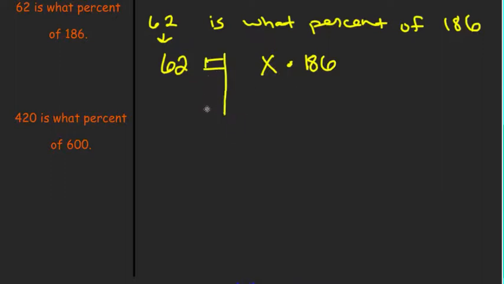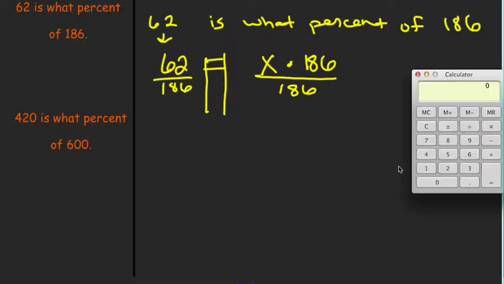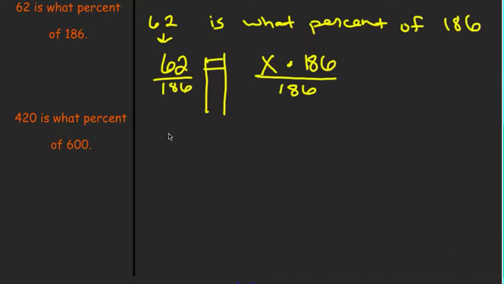Solve for x. What's bothering it? 186. How? It's multiplying. Inverse. Divide. Divide by 186. I'll bring that calculator back up. 62 divided by 186 is 0.33 repeating equals x. Again, ask yourself what you were solving for.